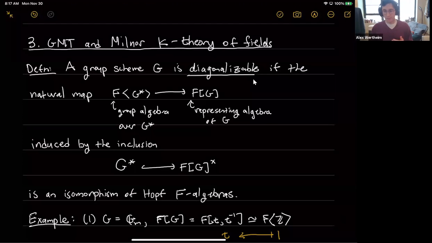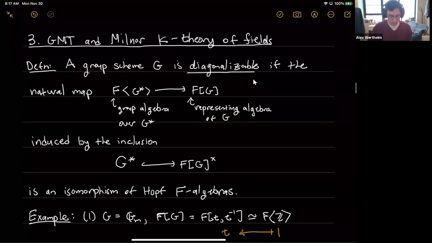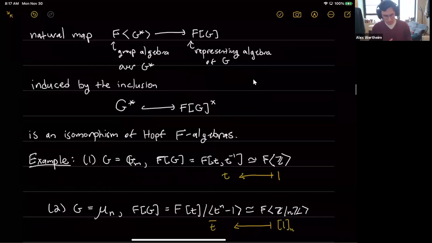And so this definition is quite formal, but the examples are quite nice. To give two of them, the multiplicative group G_m is an example of a diagonalizable group scheme, because if one looks at the representing algebra, it's just the Laurent polynomial ring in one variable over F, which is isomorphic to the group algebra on Z via the map which sends 1 to T. And of course, the group of characters of G_m is just Z as well.